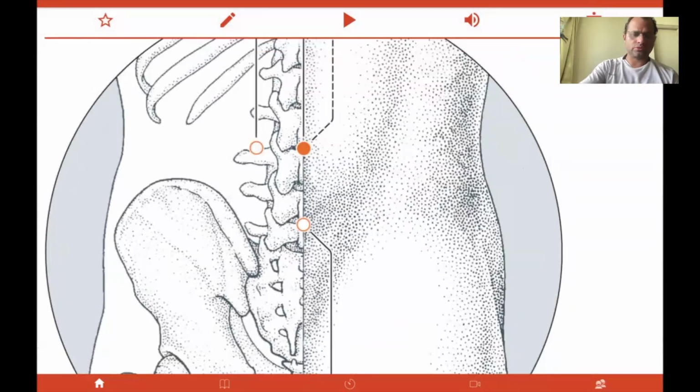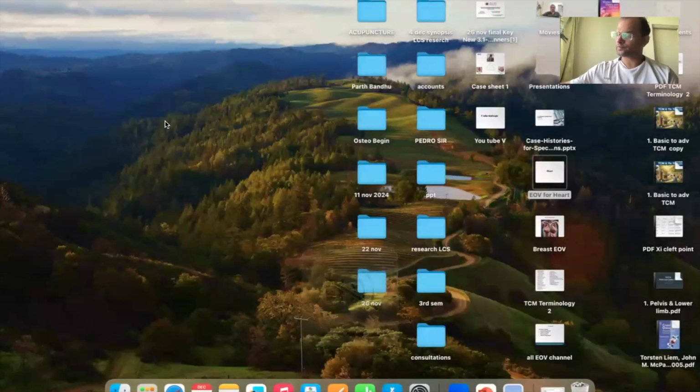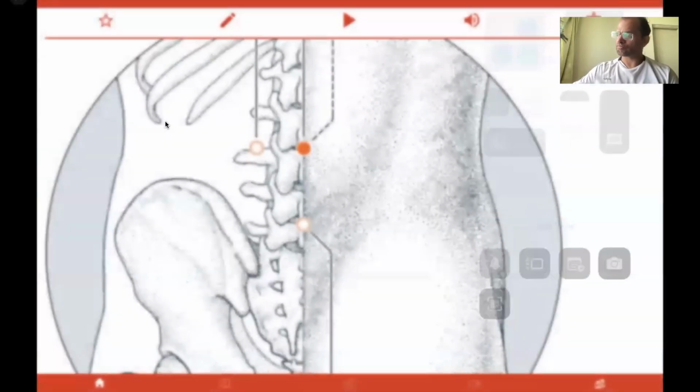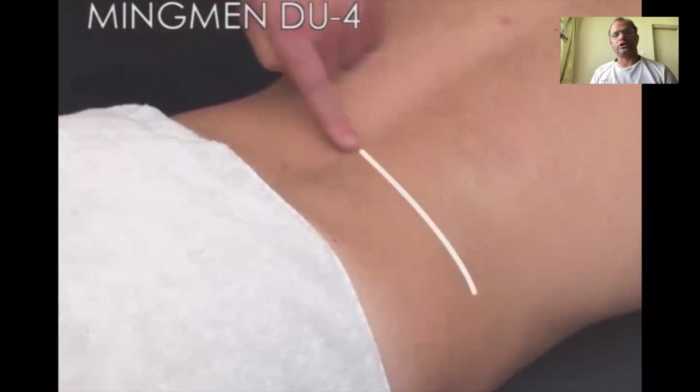So Mingmen chakra is located, means governing vessel 4, the point we can see at the lower border of the ribs. If we draw a horizontal line from the lower border of the ribs, like this, now in the center, if we go one finger up, that is DU4. That is the point of Mingmen chakra.